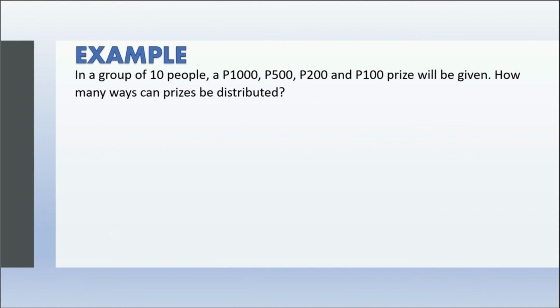The next problem is, in a group of 10 people, a 1,000 pesos, 500 pesos, 200 pesos, and 100 pesos prize will be given. How many ways can prizes be distributed? First, let us identify if the given problem is all about permutation or combination. Let's analyze the given problem. As mentioned, 4 prizes will be given. There are 10 people to be chosen to receive the prize. Therefore, the value of n is 10, while the value of r is 4.